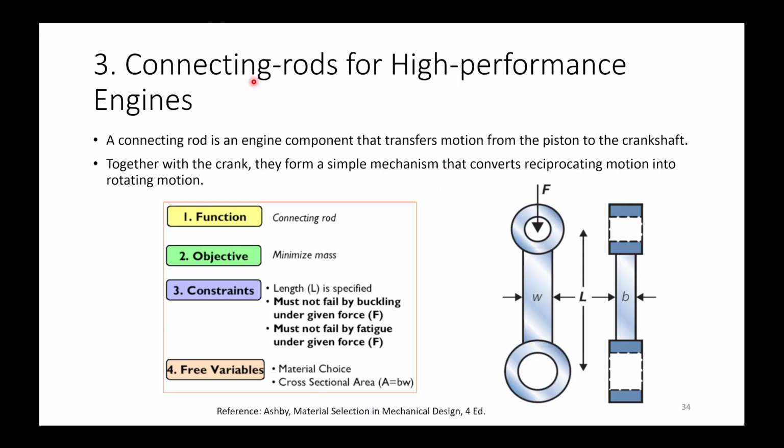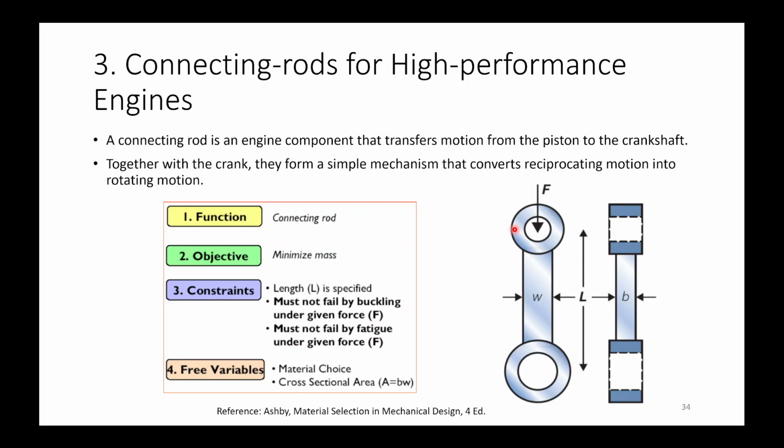Now the third example is connecting rods for high performance engines. What is a connecting rod? A connecting rod is an engine component that transfers motion from the piston to the crankshaft, and together with the crank they form a simple mechanism that converts reciprocating motion into rotating motion. This is what a connecting rod looks like. It has a width, length and breadth, all three, so it has a rectangular type of cross section. This is the force that is applied.